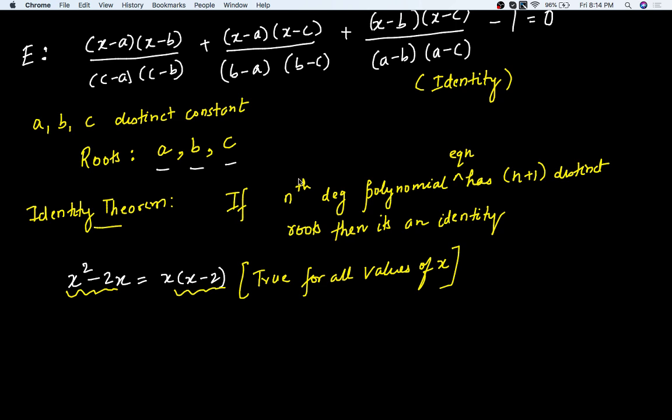So this is an identity, so we can have any infinite number of roots. Identity will have infinitely many roots. So this three-way was just to confuse you, but in reality there will be many more. Now coming back to the concept of quadratic.